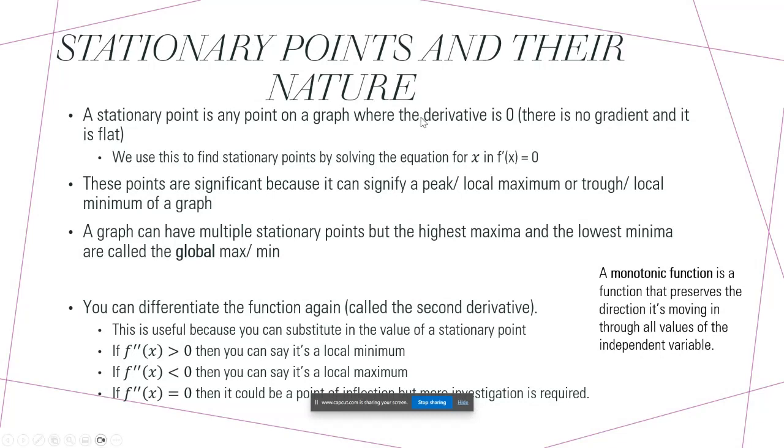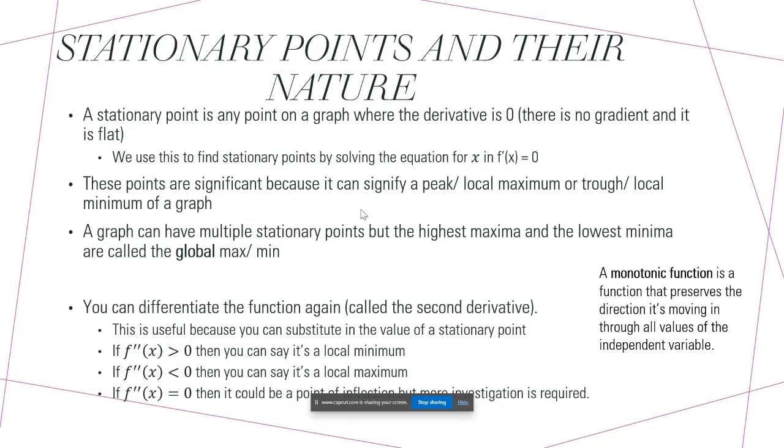In all honesty, it is just A level stuff that we recapped in the first week. A stationary point is any point on the graph where the derivative is zero, so it's a plateau or a flat part of the graph, and we find it by solving the derivative of x equals zero. This is significant because it tells us the location of peaks, aka local maxima, or troughs, aka local minima, of the graph.